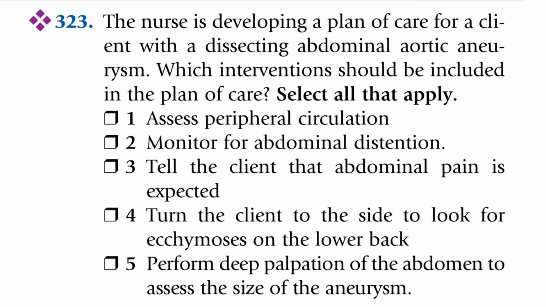323. The nurse is developing a plan of care for a client with a dissecting abdominal aortic aneurysm. Which interventions should be included in the plan of care? Select all that apply. 1. Assess peripheral circulation. 2. Monitor for abdominal distension. 3. Tell the client that abdominal pain is expected. 4. Turn the client to the side to look for ecchymosis on the lower back. 5. Perform deep palpation of the abdomen to assess the size of the aneurysm.